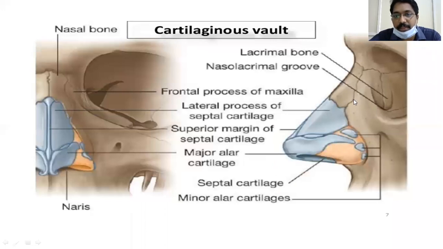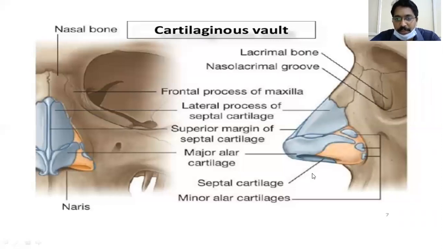And here one thing to observe is the nasolacrimal groove. This is surrounded anteriorly by the frontal process of the maxilla and posteriorly by the lacrimal bone. We'll do endoscopic DCR regularly. What is endoscopic DCR? Dacryocystorhinostomy. In that case, we'll just gouge out this frontal process of the maxilla and even this lacrimal bone to identify the lacrimal sac, and we have to put an incision and drain the pus.